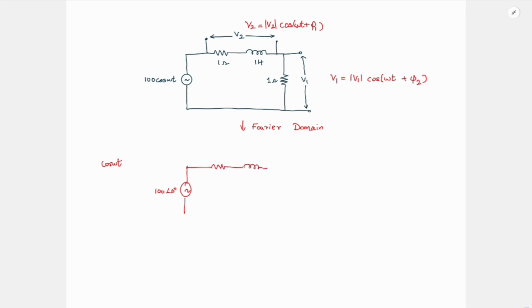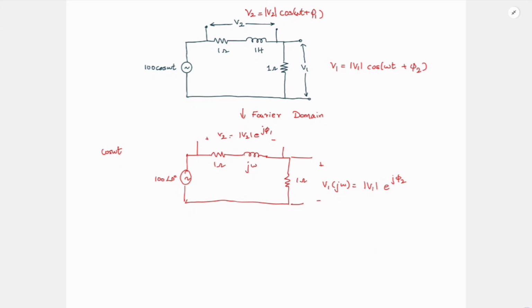So then we have 1 ohm, 1 Henry will become j omega into 1, so j omega ohm, and then we have 1 ohm again here. So now what does V1 become? So V1 of j omega becomes some V1 e power j phi 2, right? Similarly, your V2 becomes modulus of V2 e power j phi 1. So we want to find phi 1 minus phi 2 or phi 2 minus phi 1, the modulus. The modulus is given and we want to find omega such that the phase difference is pi by 4.